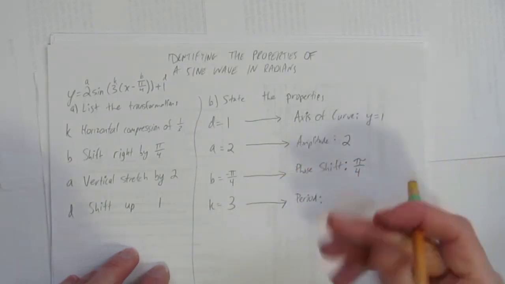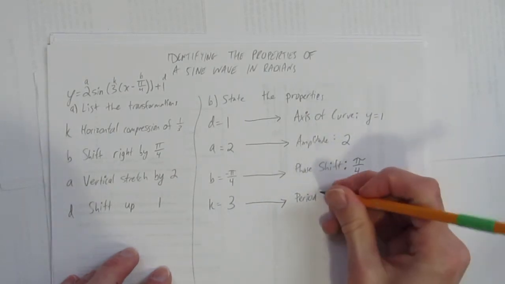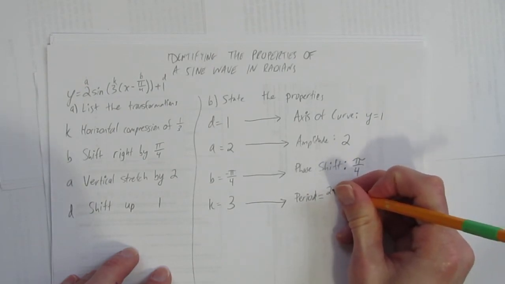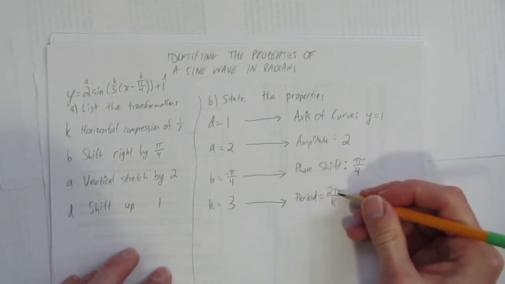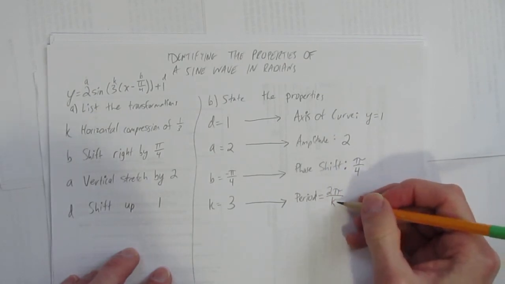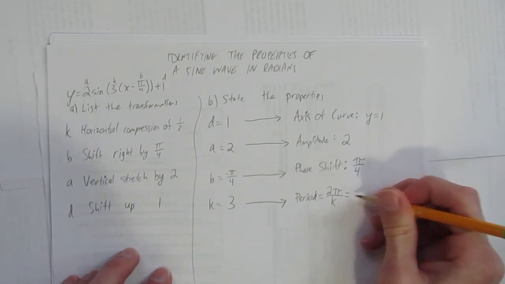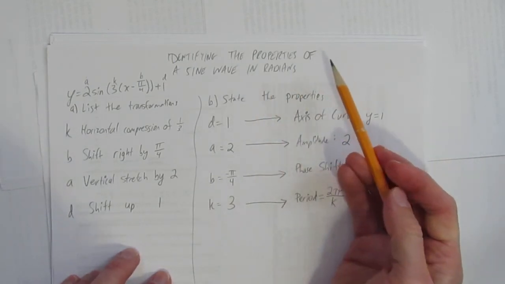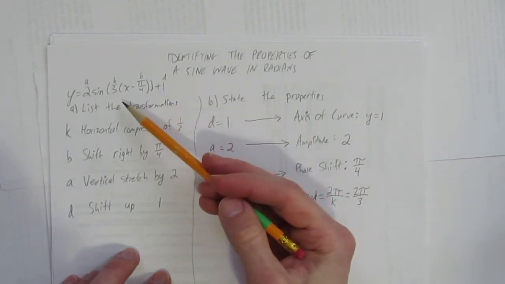We use the same sort of period formula. Since it's a formula we're going to be solving for, there should probably be an equal sign for full marks. The formula is 360 over K if it's in degrees, but we're using radians. 360 is 2 pi, so your radians formula for period is 2 pi over K, which in this case is just 2 pi over 3. So if you look at the identifying the properties of a sine wave video in degrees, exact same answers because it's the exact same question.